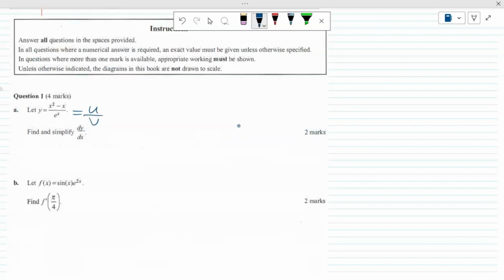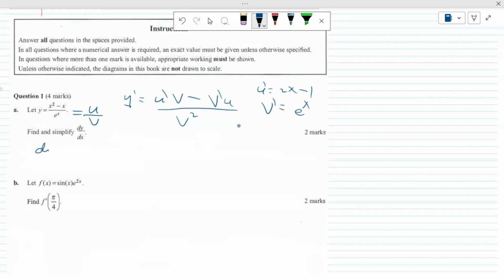So this is based on the quotient rule, which says the derivative of u, whatever is on the numerator, over v, the denominator, is u prime times v minus v prime times u, over v squared. So that's what the quotient rule says. Now the u prime is 2x minus 1 and the v prime is e to the power of x.